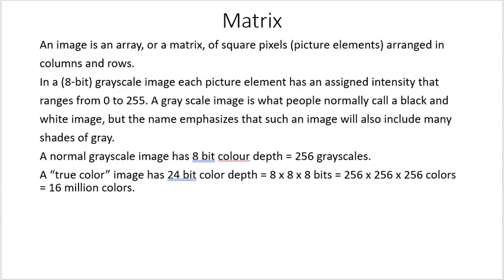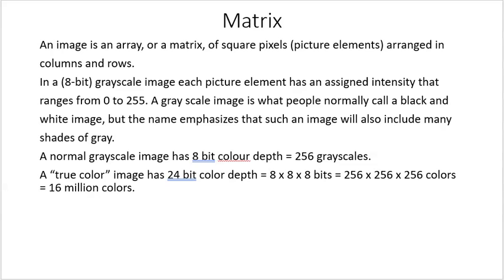A grayscale image is what people normally call a black and white image, but the name emphasizes that such an image will include many shades of gray. A normal grayscale image has 8-bit color depth, which equals 256 shades of gray. In PARCA language, grayscale is just shades of gray. A true color image has 24-bit color depth. That's 8 by 8 by 8 bits, or 256 by 256 by 256 colors, which equals 16 million colors.